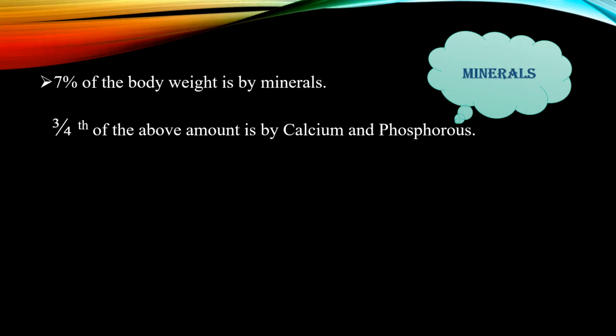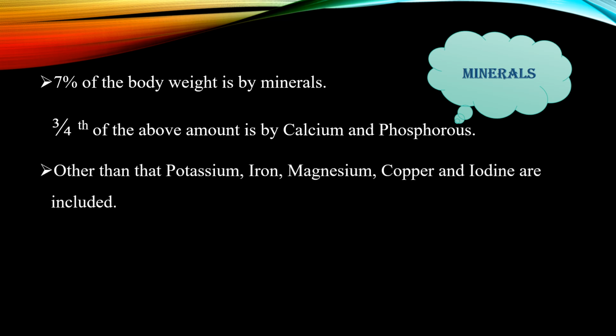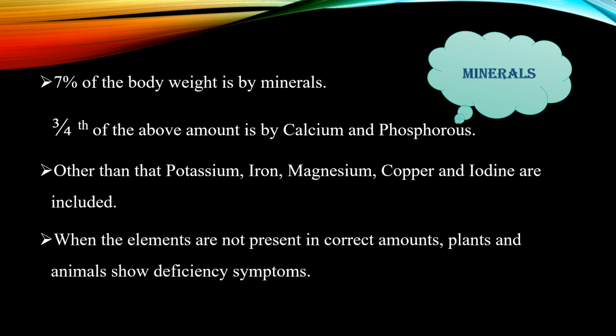7% of the body weight is made up of minerals, and 3/4 of that amount is calcium and phosphorus. Other than them, potassium, iron, magnesium, copper, and iodine are included. When the elements are not present in correct amounts, plants and animals show deficiency symptoms.